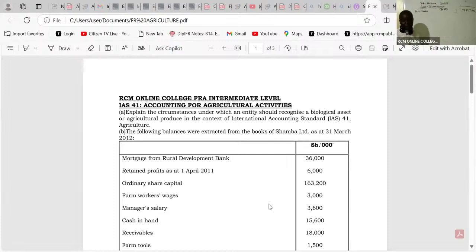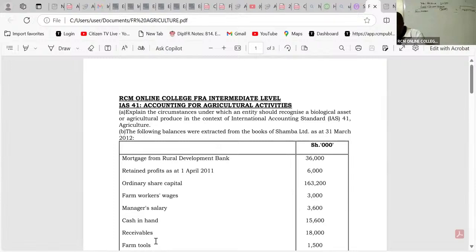All right. Now we can go down slowly. What are we able to see here? You can see farm workers' wages that we have been able to handle. You can see manager's salary that already we handled. Cash in hand will go to the balance sheet. Receivables will go to the balance sheet. Then we have farm tools. These are our assets. Assets in this case will be depreciated. So depreciation will come to our general income statement.